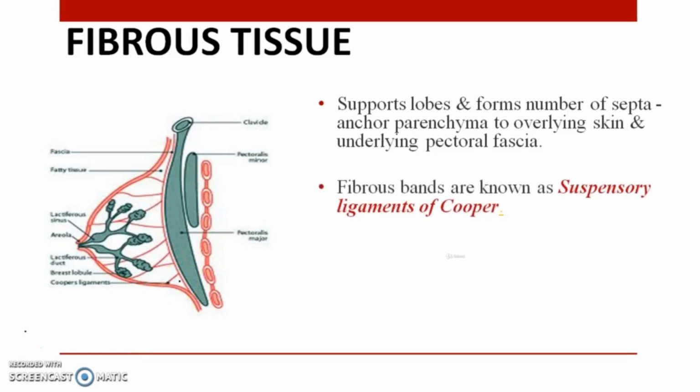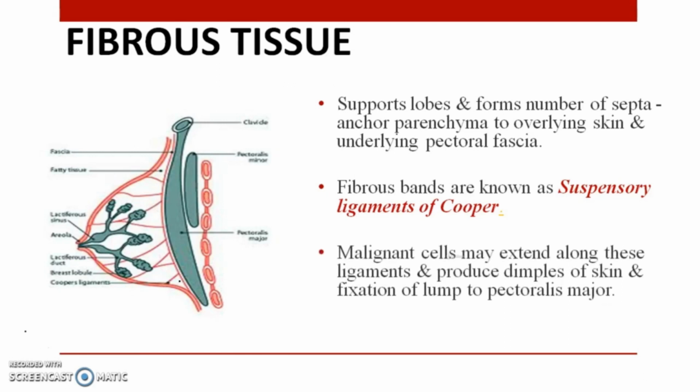And these fibrous bands are called by a special name, the suspensory ligament of Cooper. Suspensory ligaments of Cooper are nothing but fibrous tissue of the mammary gland which forms septa inside the mammary gland. If a carcinoma is present, that is, if malignant cells are present, it may extend along these ligaments and produce dimples of the skin, and also cause some fixation of the lump to the pectoralis major muscle. So this will form the malignant cells.